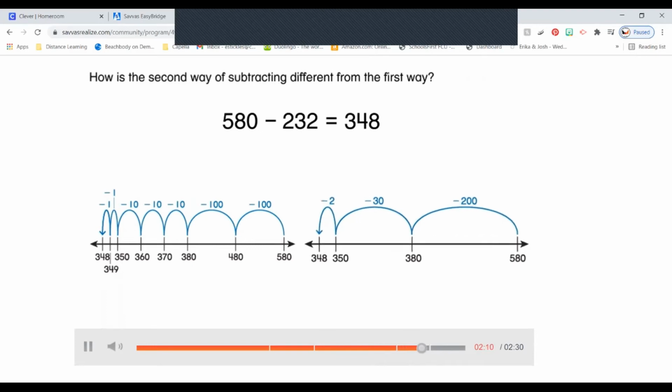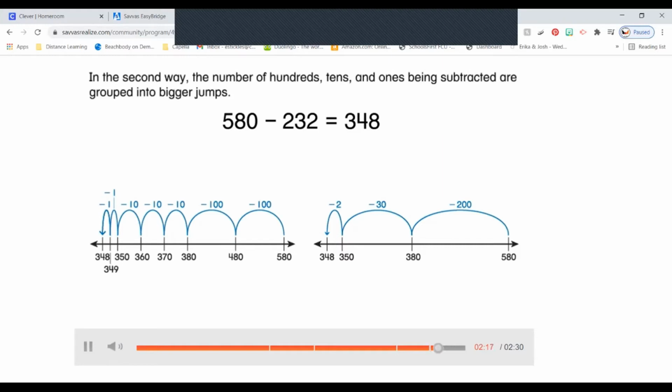How is the second way of subtracting different from the first way? The second way has fewer jumps because we're doing bigger jumps together. So instead of doing 2 jumps of 100, we're doing 1 jump of 200. So it just has fewer jumps. In the second way, the number of hundreds, tens, and ones being subtracted are grouped into bigger jumps.